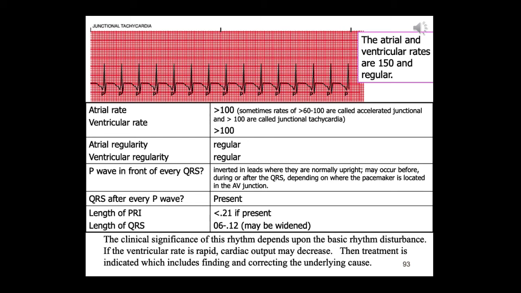If it occurs afterwards, it will be inverted, or it may look absent because it will be buried within the QRS complex. There is a QRS after every P wave when present. The PR interval is typically shorter than a normal sinus beat. The QRS complex may appear widened depending on where the P wave occurs.